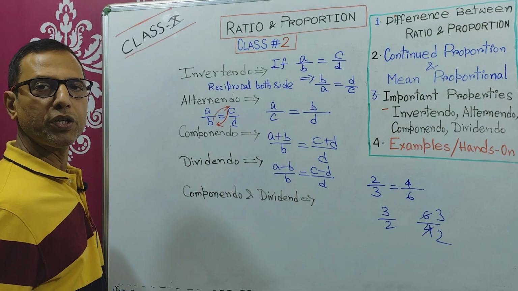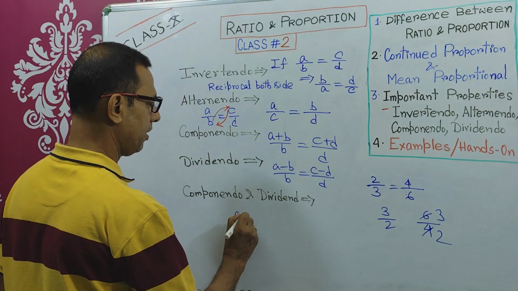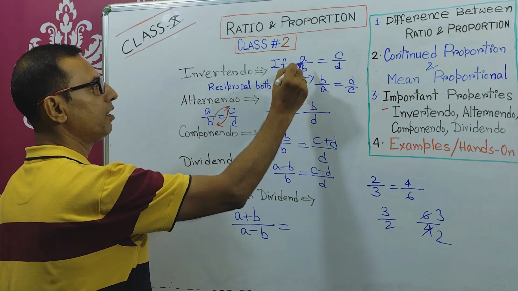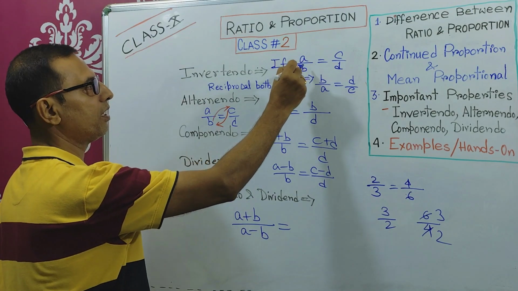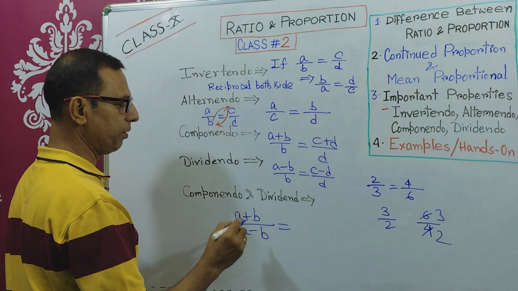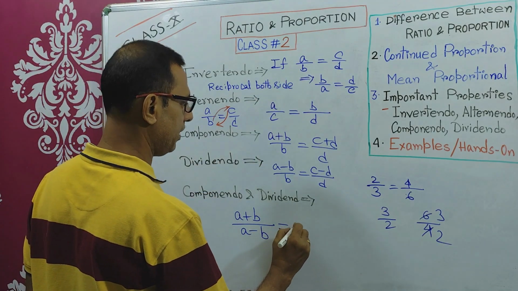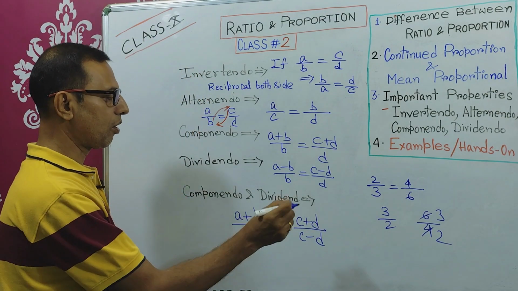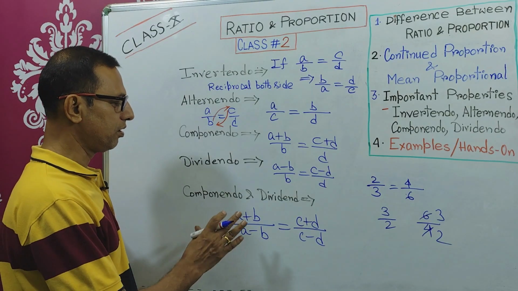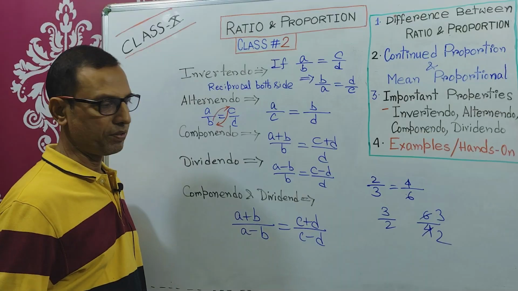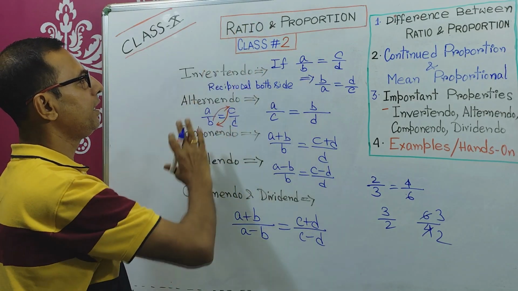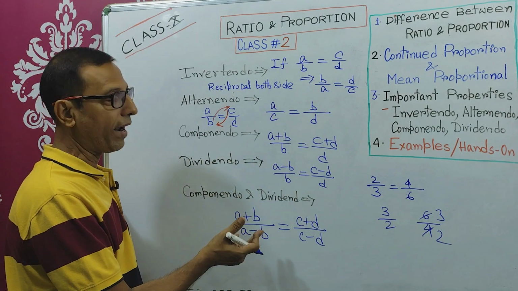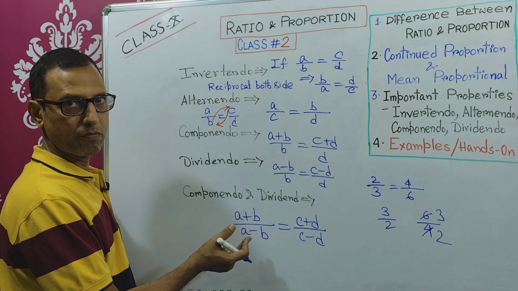And if you apply both componendo and dividendo, that means A plus B by A minus B, you are doing addition in the numerator and subtraction in the denominator. So A plus B by A minus B equals C plus D by C minus D. That is componendo dividendo. I will show a few examples, where you will see the application of the componendo and dividendo property, right? So these are the few properties that you need to apply while doing problems in proportion, right?